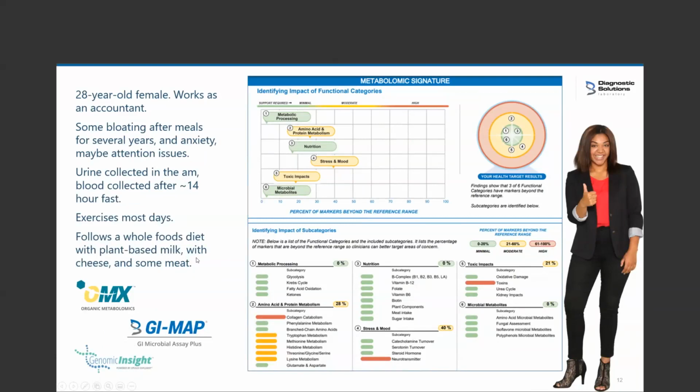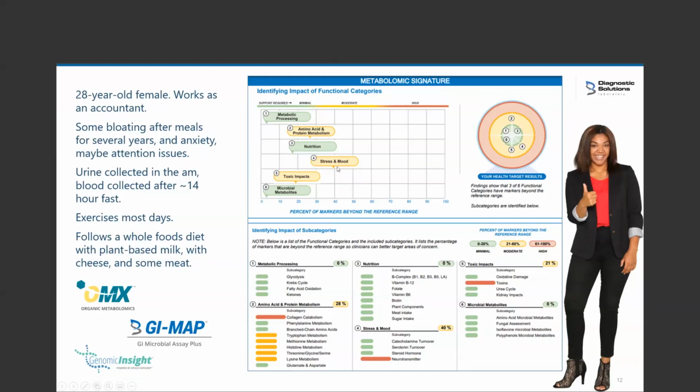So what I like to do when I see somebody who wants a whole comprehensive assessment, I look at organic metabolomics, which you can order from Diagnostic Solutions. I look at GI-MAP to look at the gut, what's happening there functioning, and what are the microbes, and then a genomic insight, because it gives me a full picture.